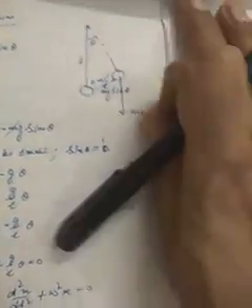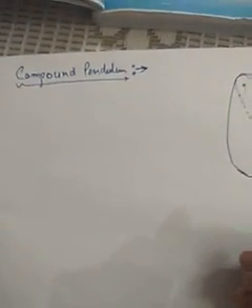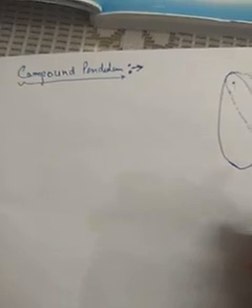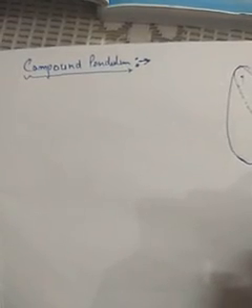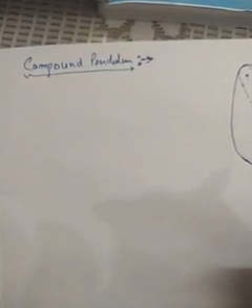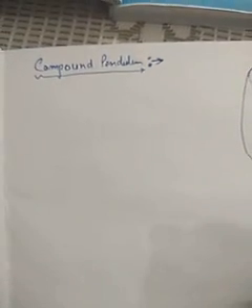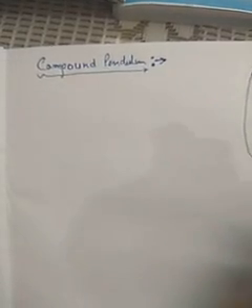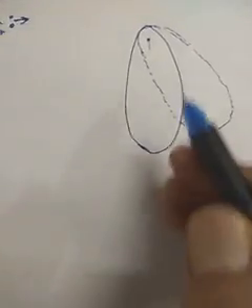On the same lines, today we will discuss the compound pendulum. A compound pendulum is nothing but a rigid body which can oscillate freely in a vertical plane about a horizontal axis that passes through it. Right, so this is the diagram.